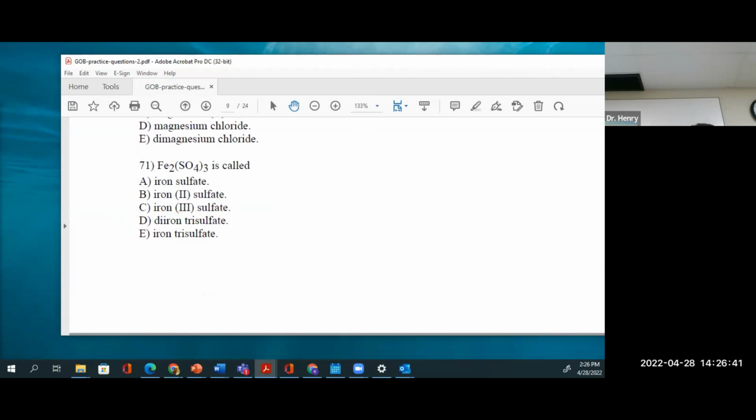71. F, I didn't even get a chance. Fe2(SO4)3 is called C, iron 3 sulfate. That is correct. We know that it's going to be iron 3 because sulfate has a -2 charge, and we have 3 of those. So that would be -6. And there are 2 of these, so each one of those has to be a 3.